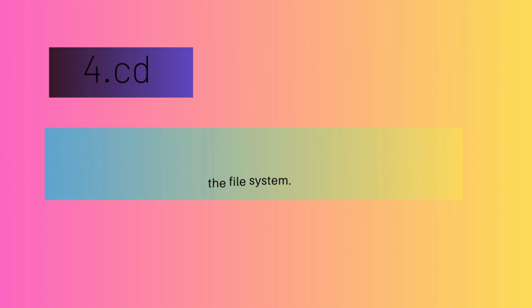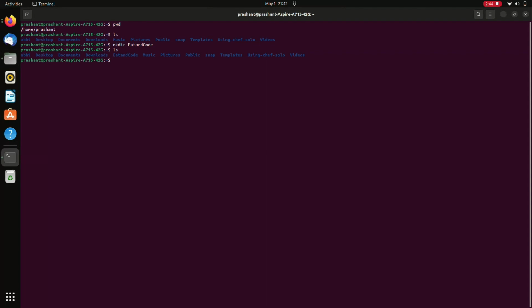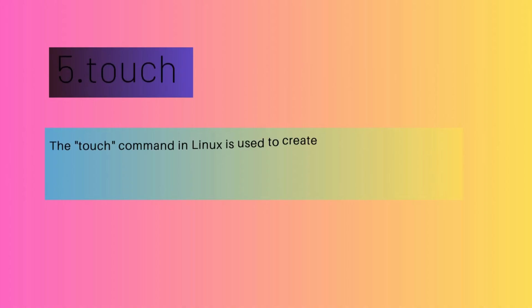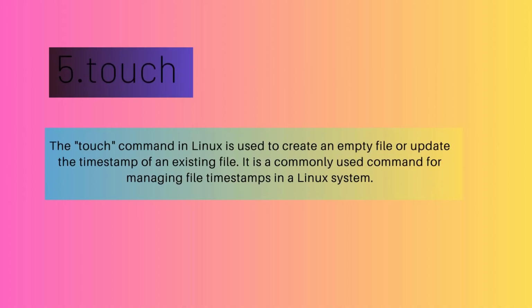The fourth command: let's say we want to go under the directory we just created, EatandCode. How can we do that? We can do that by cd and the folder name, eat and code. cd stands for change directory. Going from one directory to another directory is done with this cd command. If you type it, we can see that we are under the EatandCode directory.